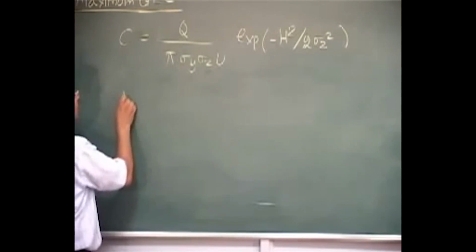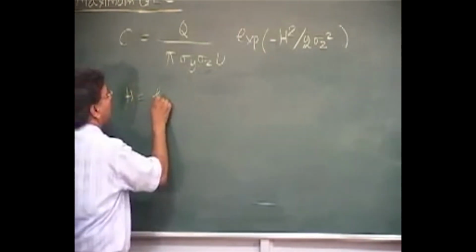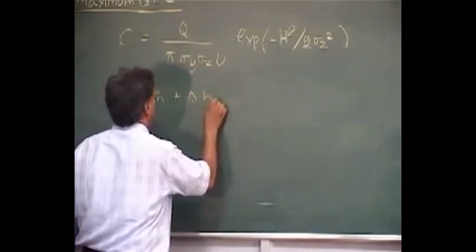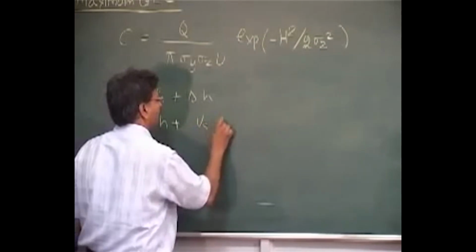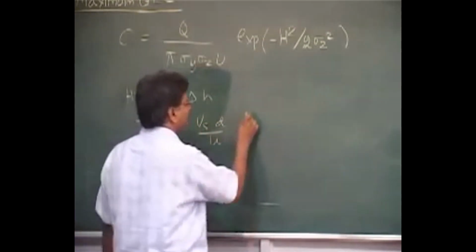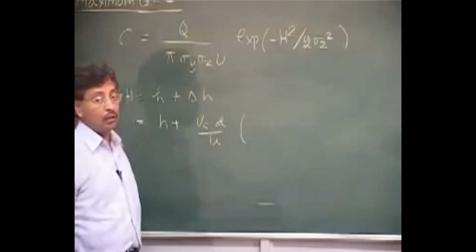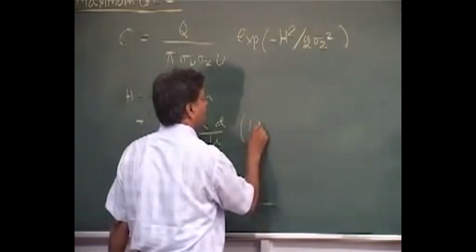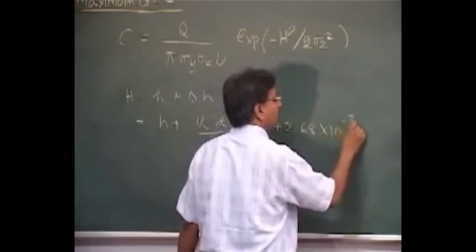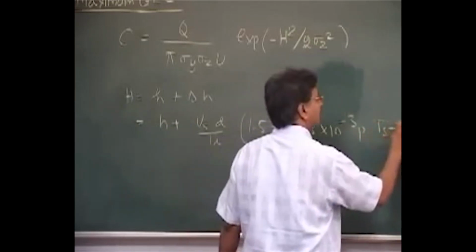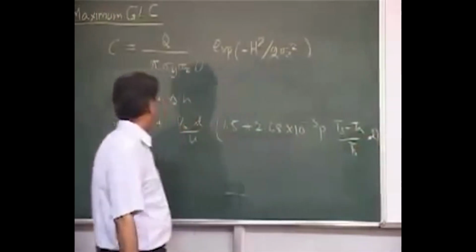If you recall, our H was H plus delta H, which was nothing but H plus, correct me if I make a mistake, what was that, 2.15? 1.5, okay, minus 3 P Ts minus Ta by Ts times D. Okay.